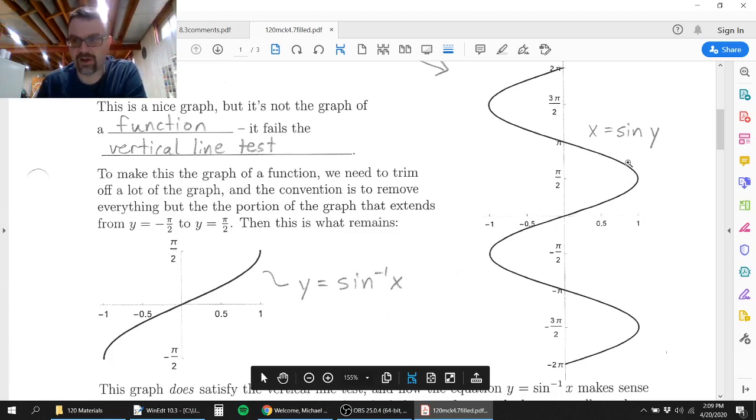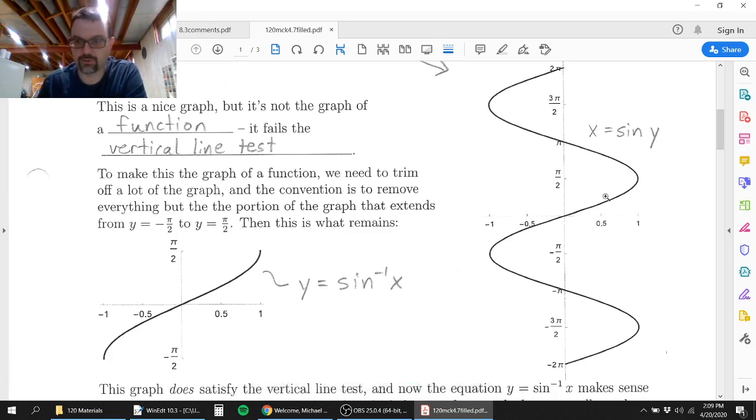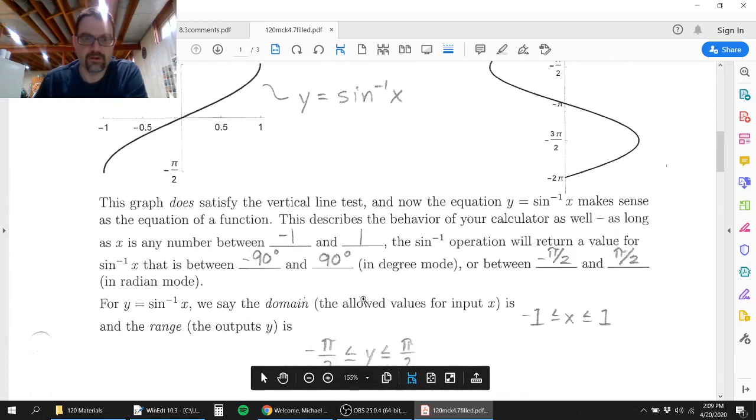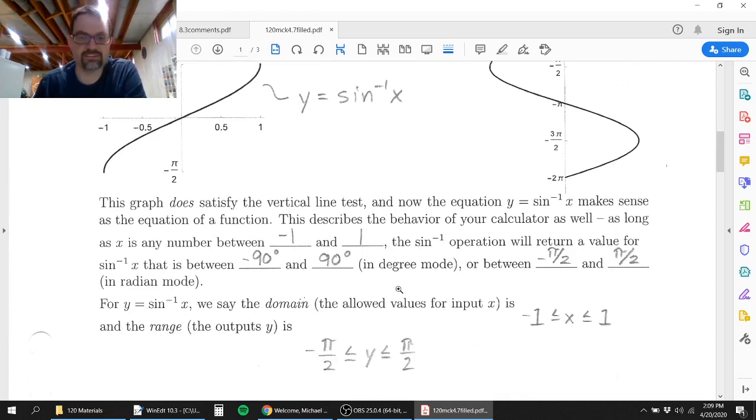All right, there are other spots on the graph that the x-coordinate could correspond to, but the inverse sine function only gives you an answer in this little range here. All right. And this paragraph says a lot of what I just said here too. So this is a function.